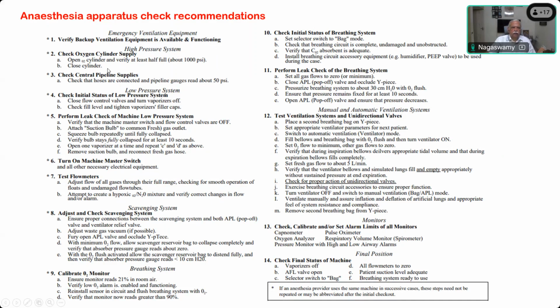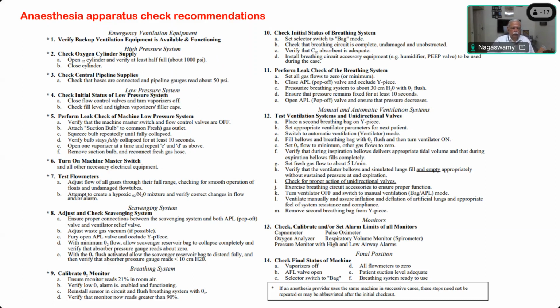So check oxygen cylinder supply. This is a very important thing, especially nowadays. All of you are using the workstations. Many of you would not even have gone and seen where the spare cylinder is, because there is a display in all the workstations about the pipeline pressure as well as the cylinder pressure. So even if you don't know where the cylinder is attached in the workstation, make it a point to check whether that spare cylinder has enough gas in that by at least asking the OT assistant to open the cylinder and record the pressure, and then you can close that cylinder.